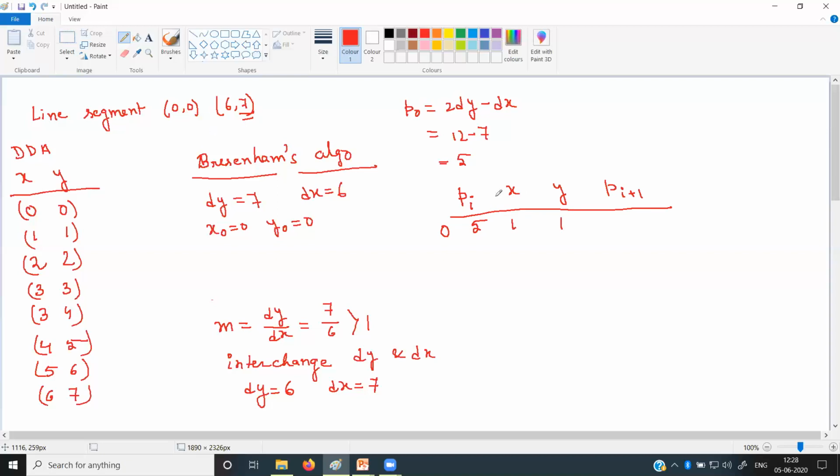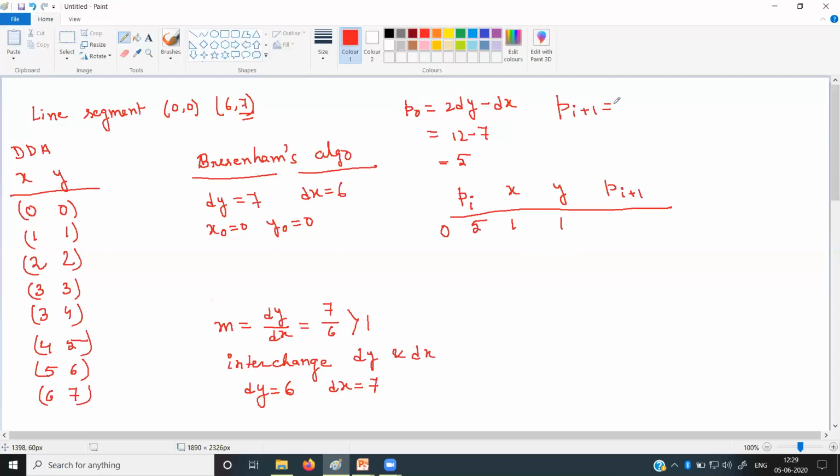If you go to the algorithm, you check it, if the error parameter is greater than 1, you have to increase the x value, you have to increase the y value. Okay, so after increasing the x value and y value, what we will get is 1, 1. Now after getting 1, 1, you have to compute the p of i plus 1.